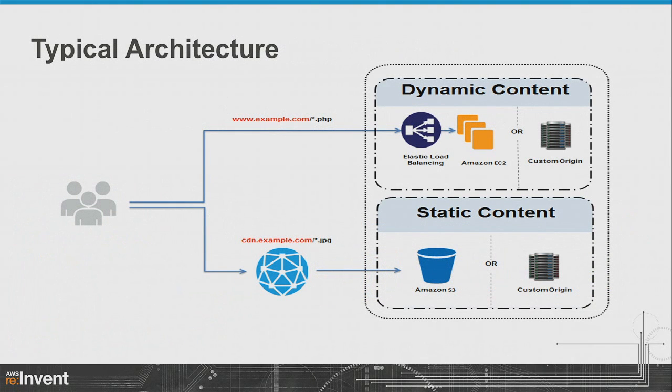I'm not going to go into too much detail with this architecture, but this is something that's very common. People put a CDN, like CloudFront, in front of static assets. Static assets are stored in S3 or a custom origin. You serve your website through CloudFront for the static assets and the low TTL objects. For dynamic objects, you directly go to either EC2 instances, ELB instances, or your custom origins.